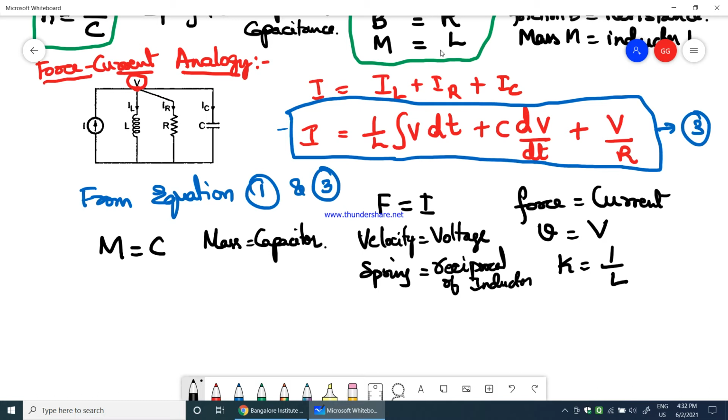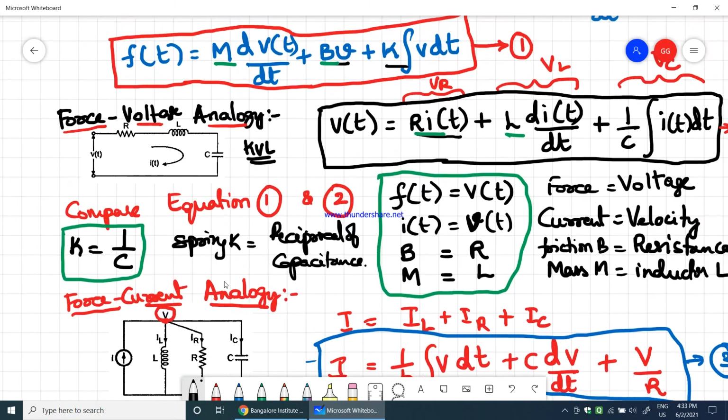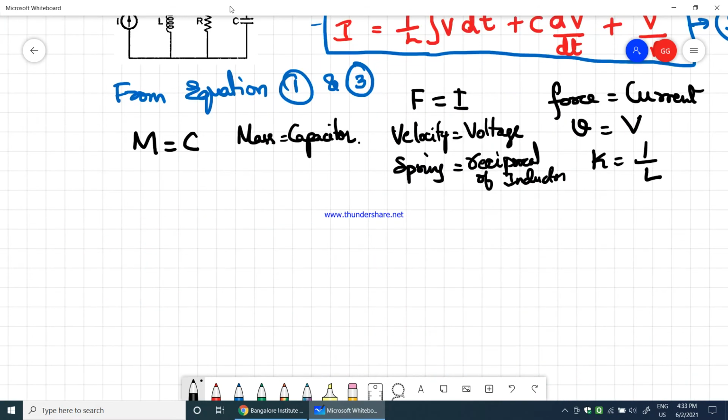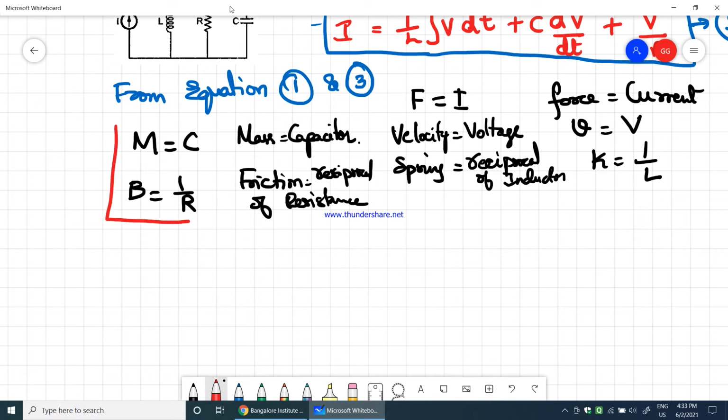Then finally we have V by R, and there we have B into V. So B into V, V by R. Therefore B will be equal to 1 over R. So friction coefficient is equal to reciprocal of resistance. So therefore these terms are very important in writing the analogous network when you are writing for force current analogous network.